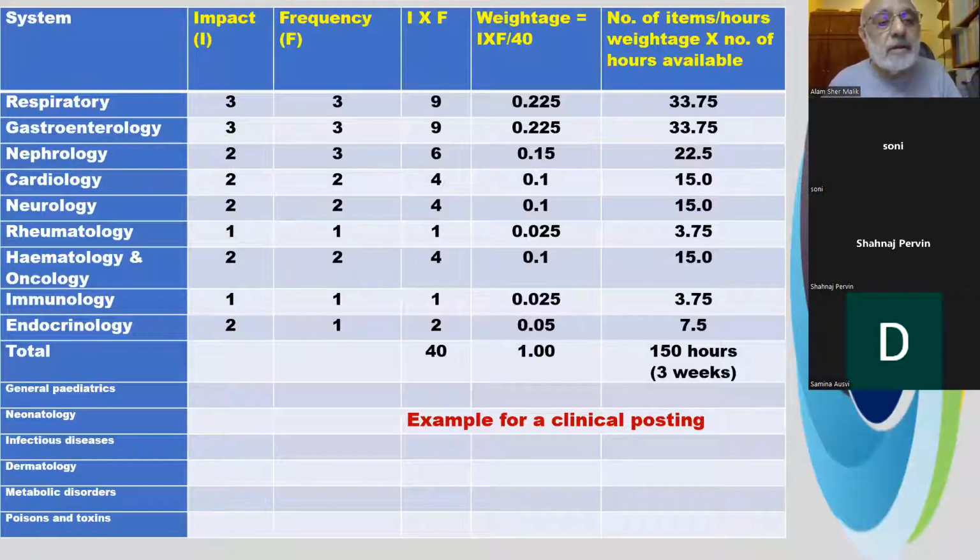For example, here for respiratory, it is, let's say, 33 or 34 hours, gastroenterology the same, but when you come to endocrinology, it would be much less, or immunology even lesser than that. So of course, this is not universal. It would change from place to place, depending upon the impact and frequency of different diseases which are prevalent in that particular area.